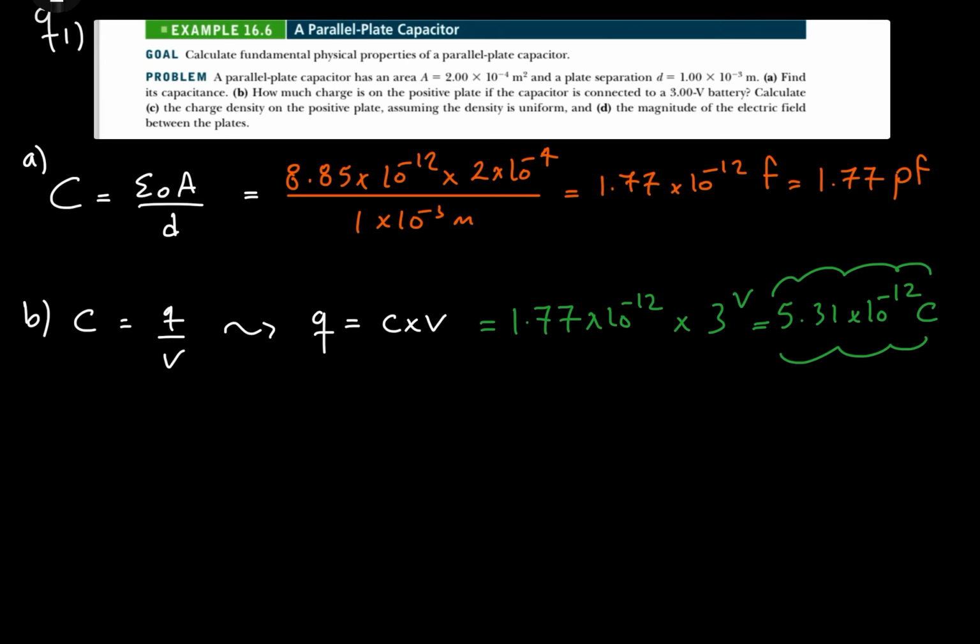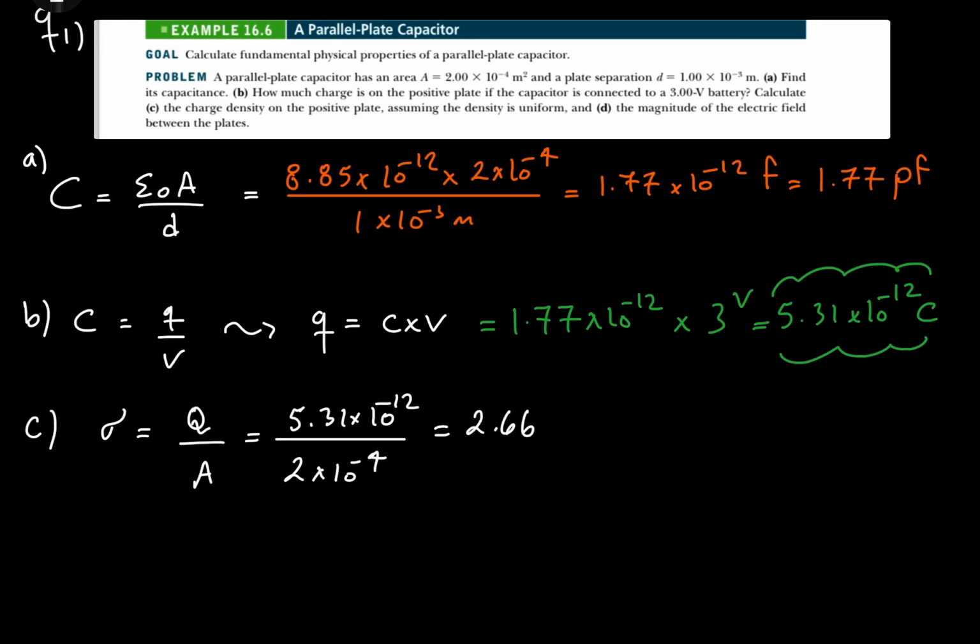Let's go ahead and take a look at part C now. It says, calculate the charge density on the positive plate, assuming the charge density is uniform. So density is going to be the amount of charge divided by the area. So the charge that we found is 5.31 times 10 to the power of negative 12. And the area of the plate is 2 times 10 to the power of negative 4. So that will give us a charge density of 2.66 times 10 to the power of negative 8. And the unit of charge density is just going to be coulombs per meter square.